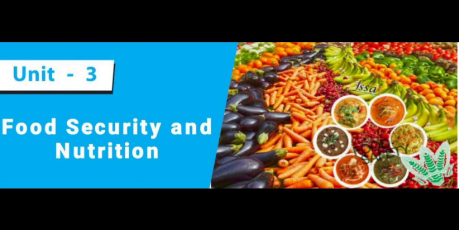Then next we learned about the definition of food security. Who gave the definition of food security? The United Nations Food and Agriculture Organization gave the definition. When all people at all times have physical, social and economic access to sufficient, safe and nutritious food which meets their dietary needs and food preferences for an active and healthy life, that is food security.